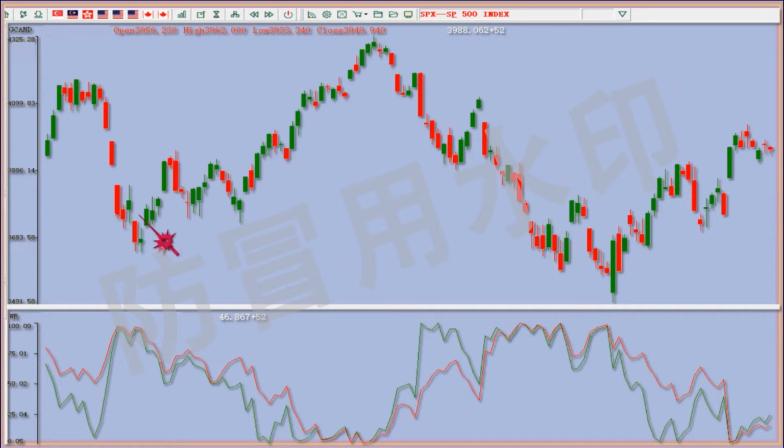This is the daily chart of S&P 500 from June to November. There are two relatively good market trends for US stocks in the second half of this year. The first wave is the wave of rise on June 17. There is also this wave of rising that started on October 13.